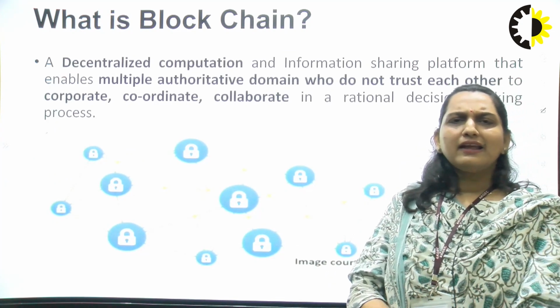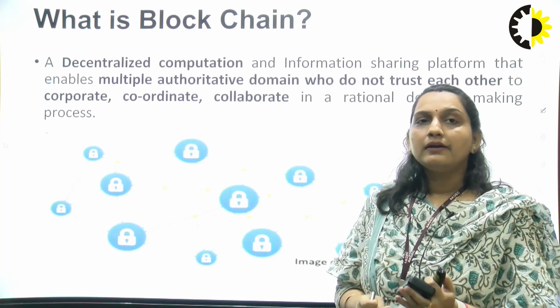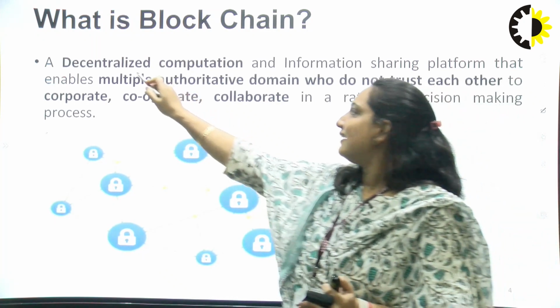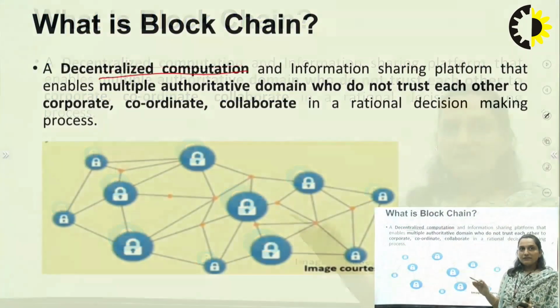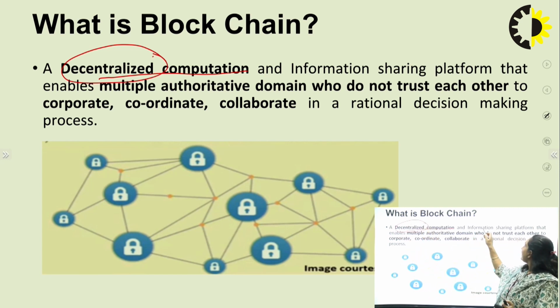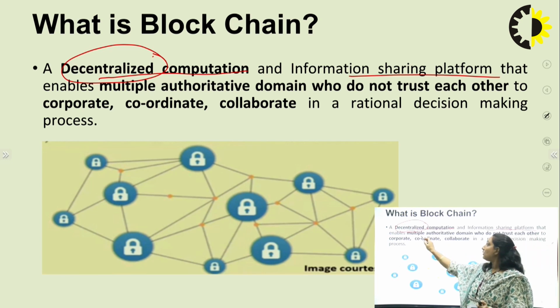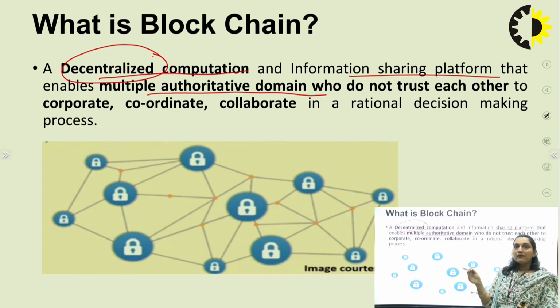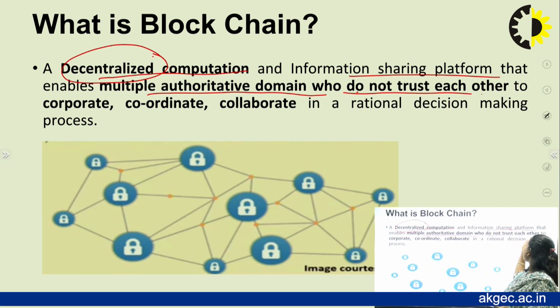We will see that everywhere in our network and on the internet, it is decentralized computation. We will see the term decentralized, and that this is the architecture. The second thing is an information sharing platform with multiple authoritative domains. Multiple persons will have authority, and they do not trust each other. The players don't trust each other, but will have to cooperate, coordinate and collaborate in a rational decision making process.